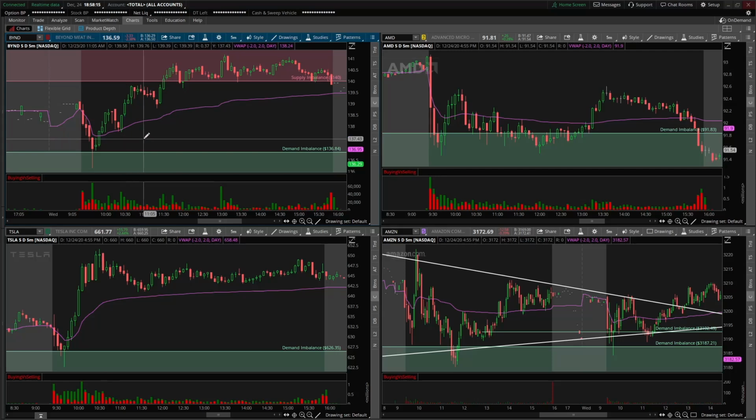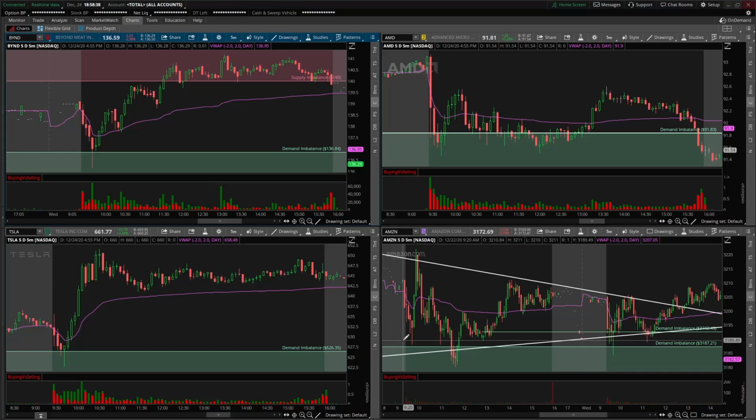Here we have four stocks on Wednesday, December 23rd, 2020. We have Beyond on the top left, Tesla, AMD, and Amazon. Each has a different story, but the backbone, the mechanics behind each imbalance is the same, because obviously supply and demand is how the market moves. It's the only way price can change.